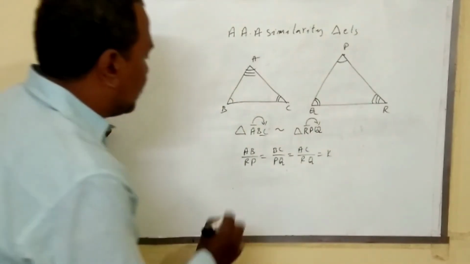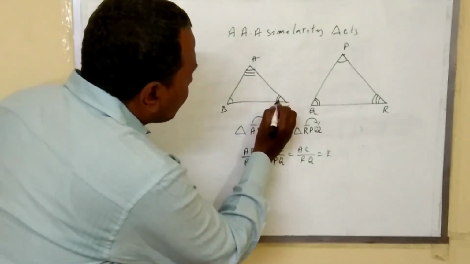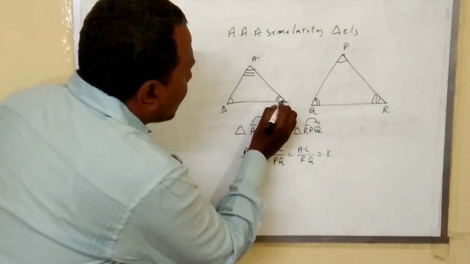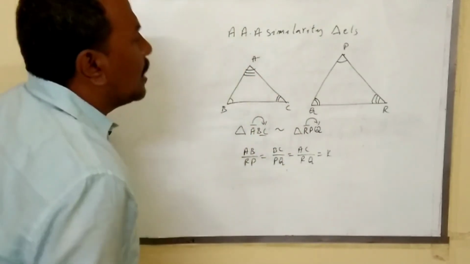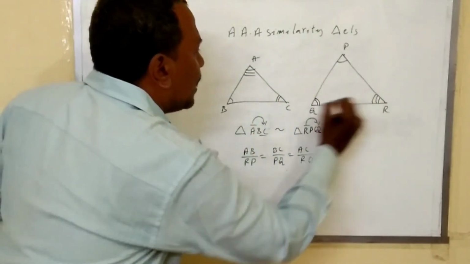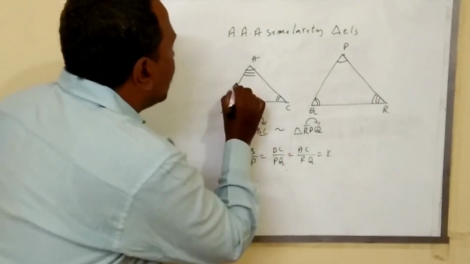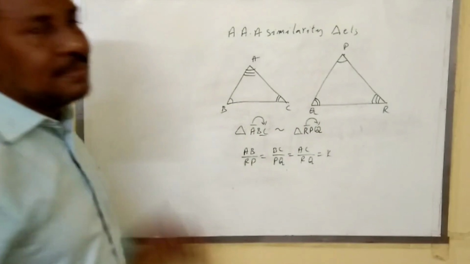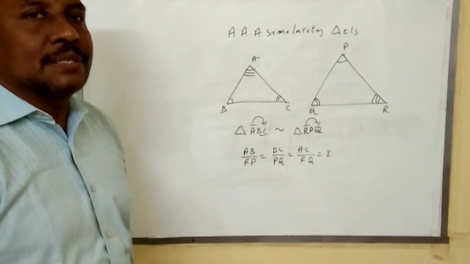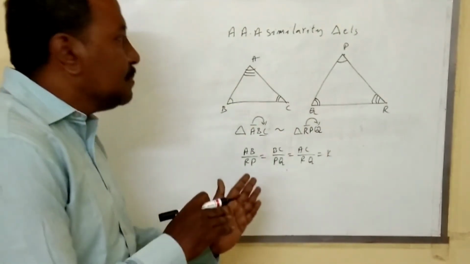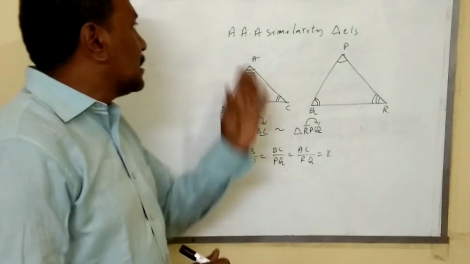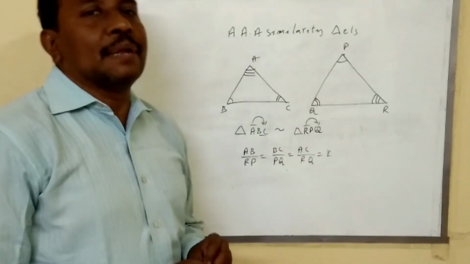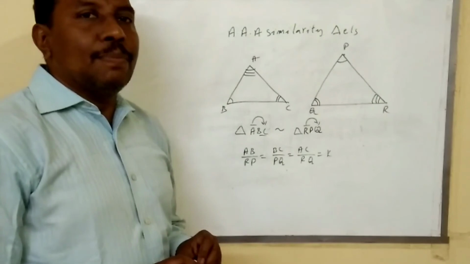Yes. Next. Angle C is equal to angle Q. The side opposite to angle C is AB, and the side opposite to angle Q is PR. So AB by PR. Isn't it? Like that. Okay. Like that you have to write the similarity of two triangles according to A.A.A similarity. Okay. So hope you understood.